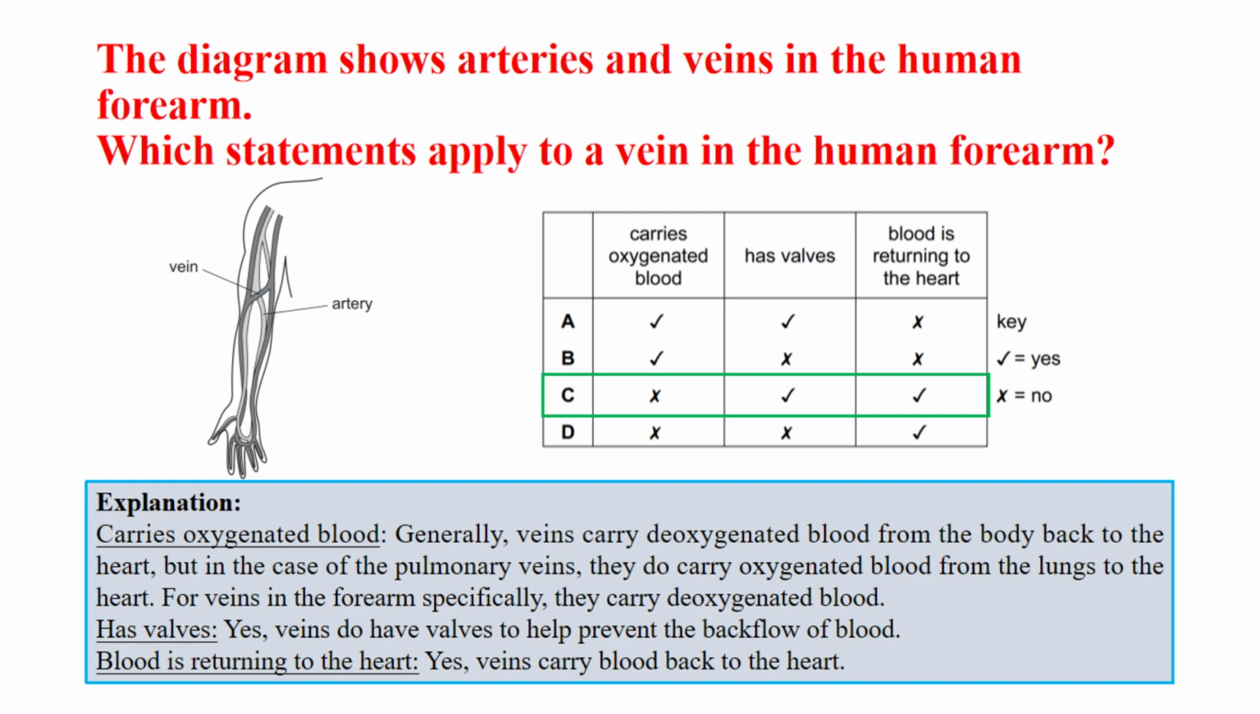So, putting this all together, the correct set of statements for veins in the human forearm is, they do not carry oxygenated blood, they do have valves, and they do carry blood back to the heart. Thus, the accurate answer is option C.